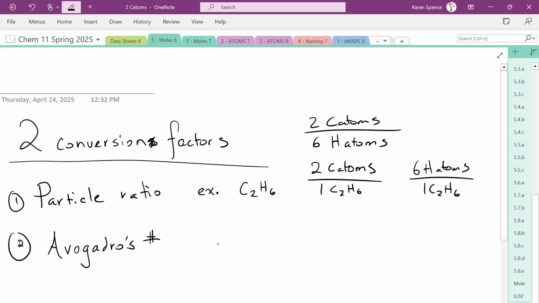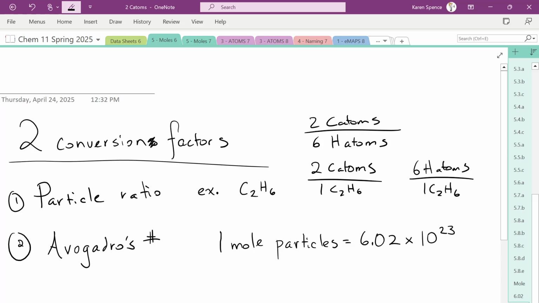Avogadro's number. That's the one where we have a mole. 1 mole of particles is equal to, what's the number? 6.02 times 10 to the 23rd.